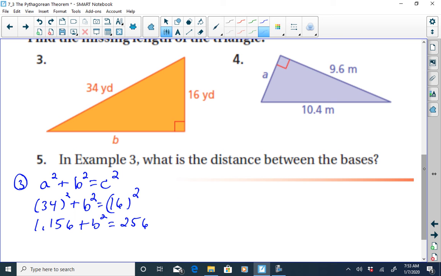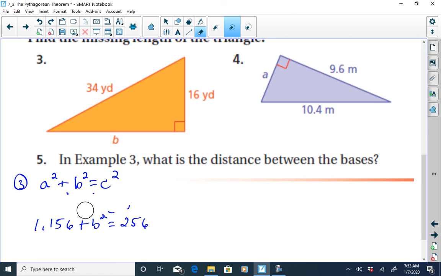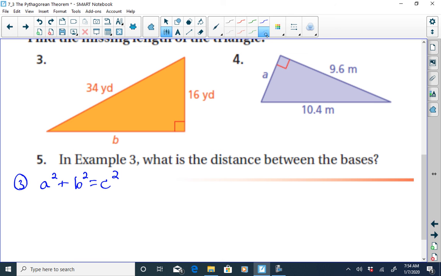I don't know if anyone caught it, but my c has to be the longest side of the right triangle. The reason I could see that something was wrong was that my b was going to be negative, because to solve this equation I would have had to subtract 1,156 from both sides of the equation. That would have given me a negative value for b, and we can't take the square root of a negative number. So I look at my work and I notice I did not replace c with 34. C has to be the longest side of the right triangle, so let's fix that.